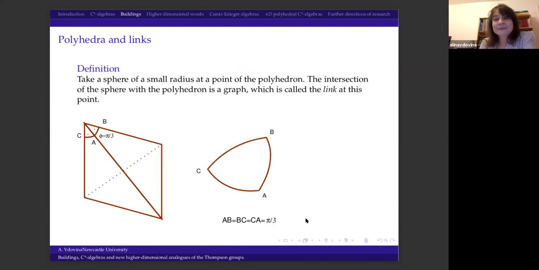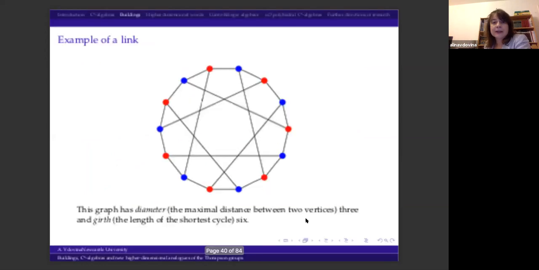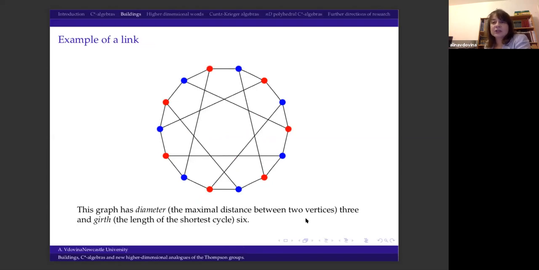Again, the link: just to remind you, it's the intersection of a sphere of very small radius centered at a vertex with the polyhedron itself, which is a graph. We are also interested in thick polyhedra and thick buildings. We want at least three polygons meeting at the same edge. We can look at quite complicated examples. To get interesting complexes, we also need interesting links, so we need graphs of diameter M and girth 2M.